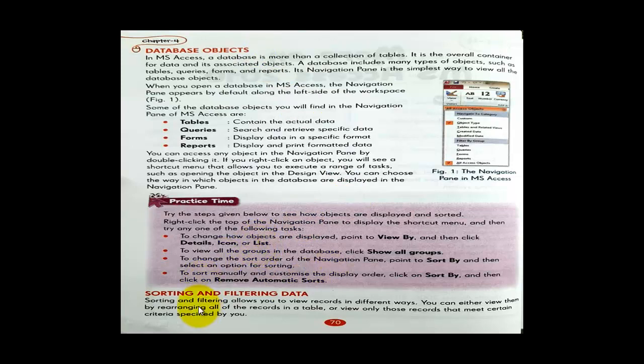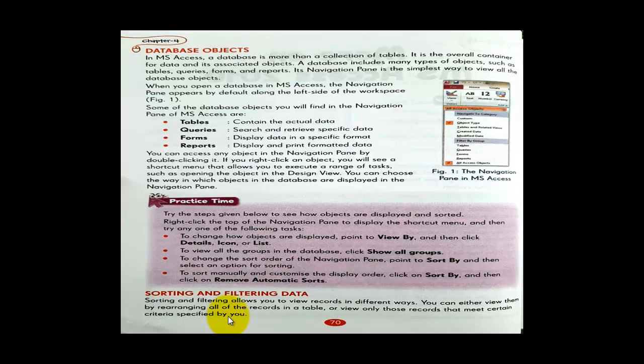Now let's see the next topic here, sorting and filtering data. Sorting and filtering allows you to view records in different ways. You can either view them by rearranging all of the records in a table, or view only those records that meet certain criteria specified by you.